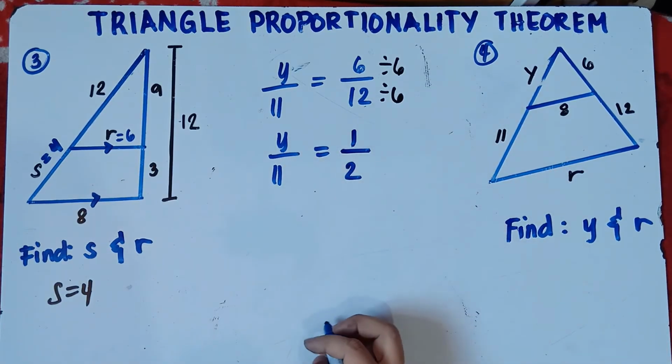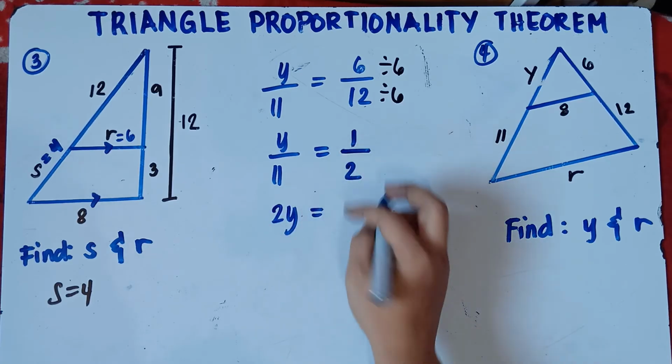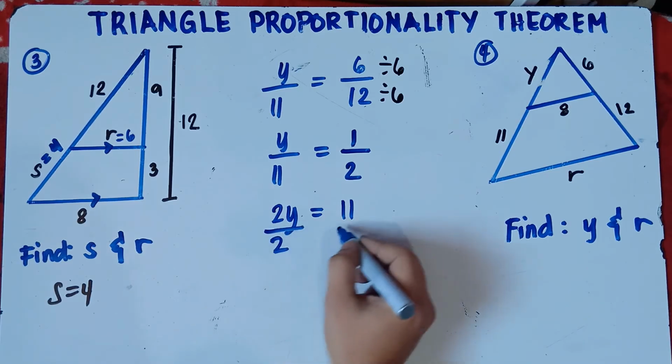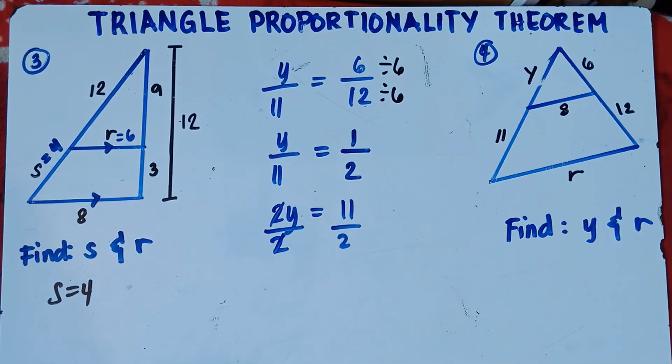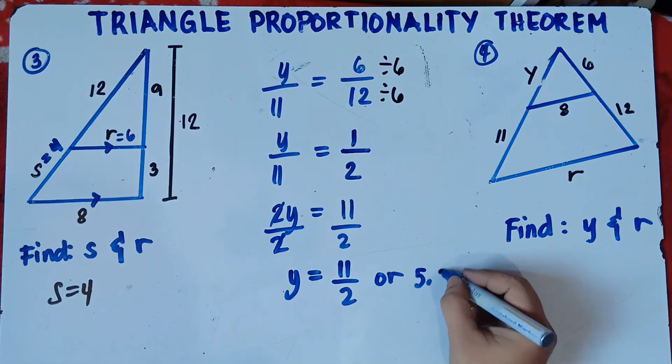And then cross multiply. So 2 times y, that is 2y. Then 11 times 1, that is 11. So to get the value of y, you divide both sides by 2. Cancel this out. And our y is equals to 11 over 2. Or we can have this answer, class. 11 divided by 2, that is 5.5.